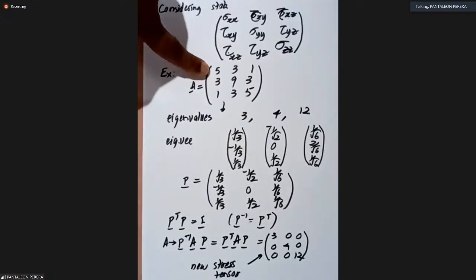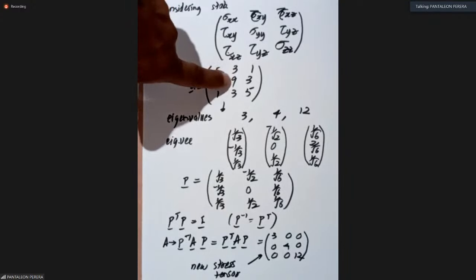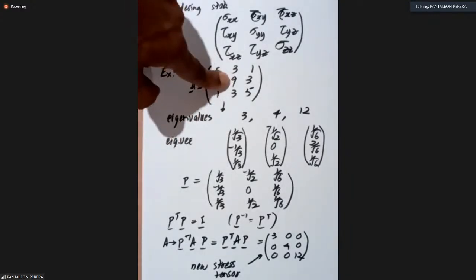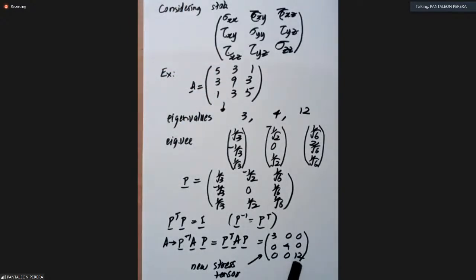Earlier it was like this. If we design the structure to withstand this stress, it will collapse. Why? Because there's a stress which is equal to 12, right?